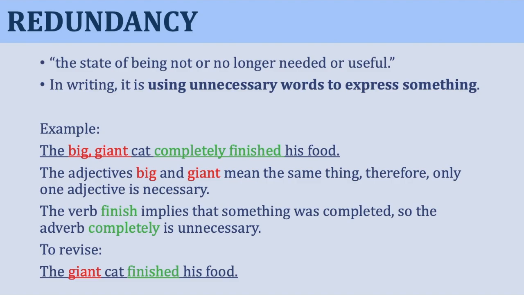So, for example, we see the sentence, "The big giant cat completely finished his food." This sentence is grammatically correct, but it is not the most effective version of the sentence. So, to revise, the adjectives big and giant mean the same thing. Therefore, only one adjective is necessary. Secondly, the verb finish implies that something was completed, so the adverb completely is unnecessary. So to revise the sentence, the giant cat finished his food. This sentence is more effective than the previous sentence.